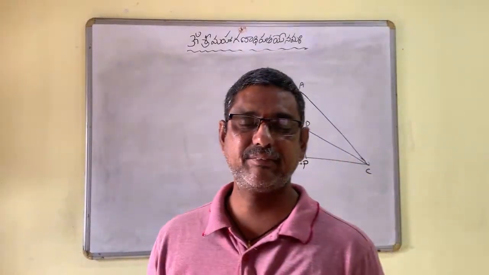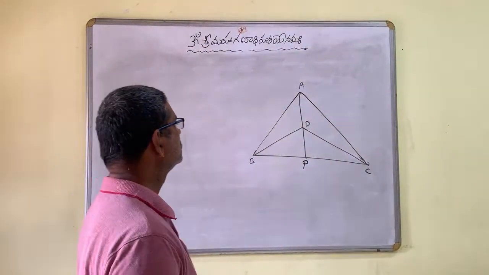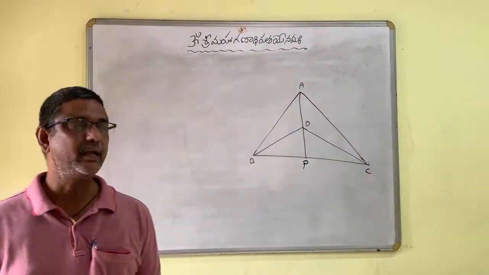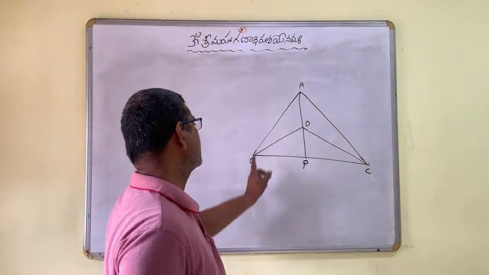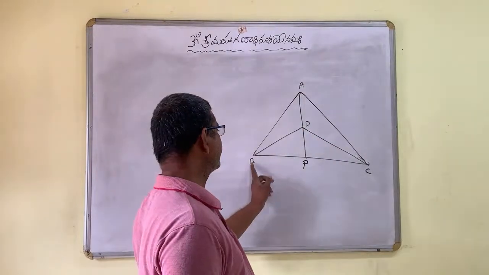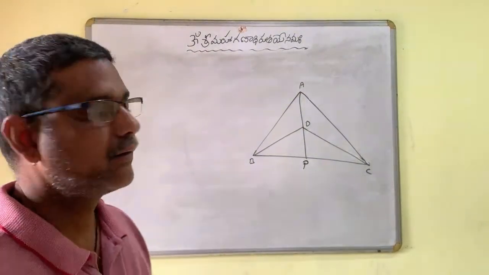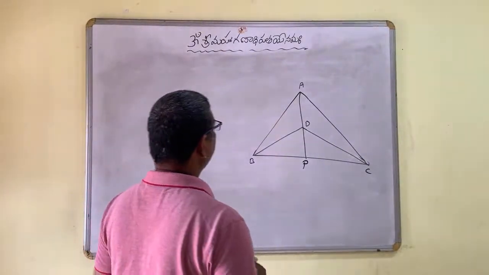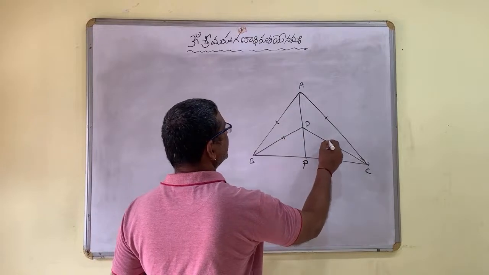Children, observe there is a figure on the board. Triangle ABC and DBC are isosceles triangles. That means these two sides are equal and these two sides are equal.